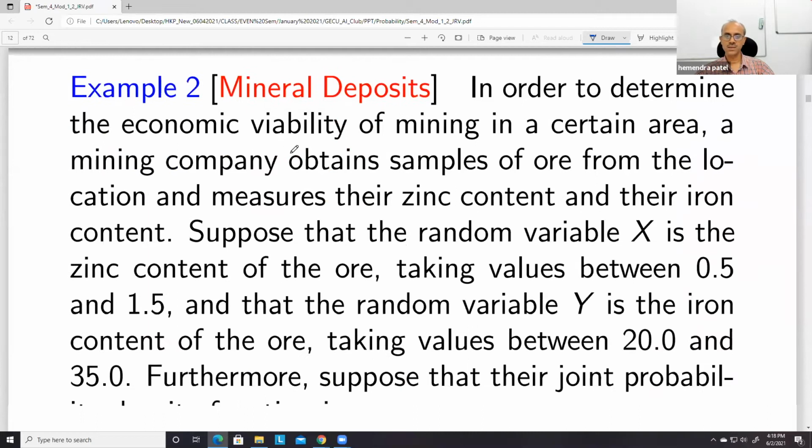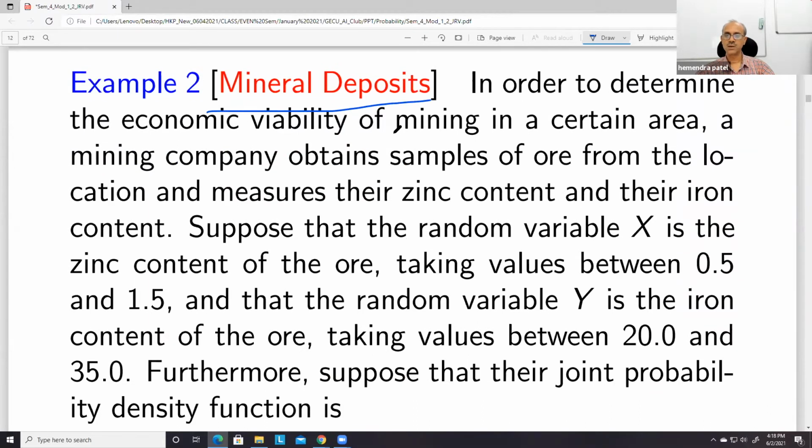And then a continuous case, we have another problem. So mineral deposits. In order to determine the economic viability of mining in a certain area, a mining company obtains samples of ore from the location and measures their zinc content and their iron content. So in ore we have zinc content and iron content. Suppose that the random variable X is the zinc content of the ore, taking values between 0.5 and 1.5. So X takes values between 0.5 and 1.5.